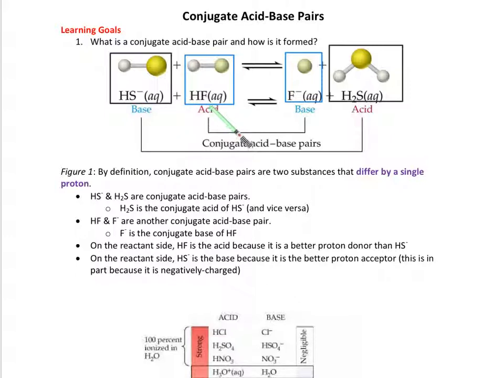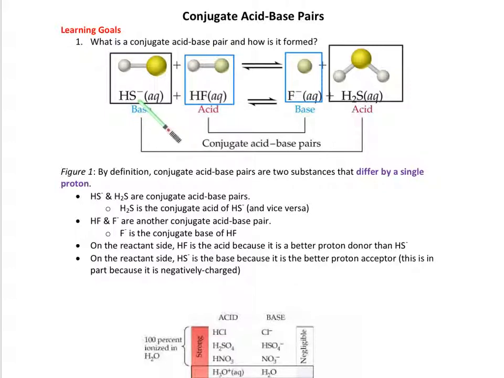And the same idea applies with the HF and the F-, that the HF is the acid of the pair. It's able to donate protons, and the F- is able to accept protons. And if we just focus on the reactants for a second here, we see that between the two reactants, the HS- is the base because again it can accept protons.